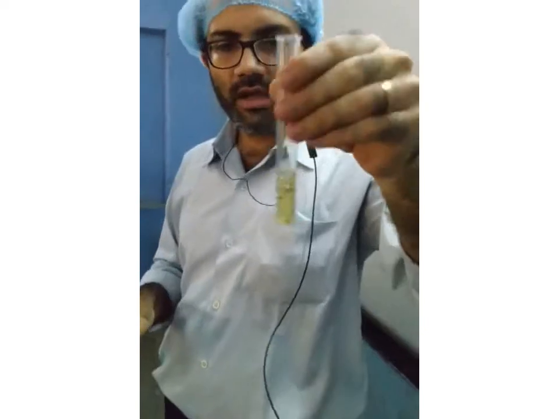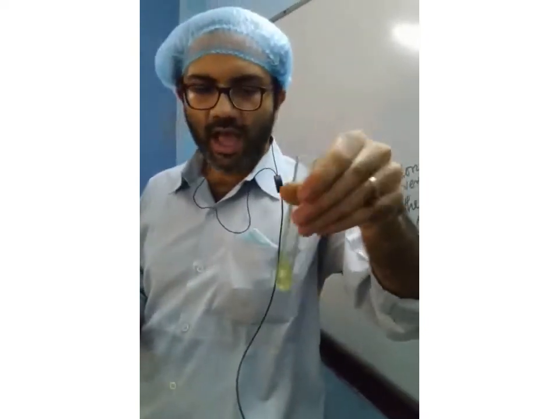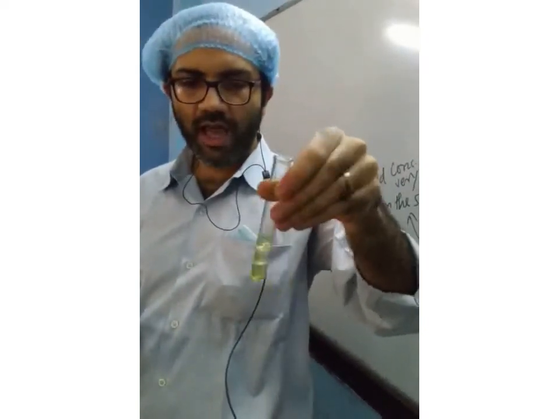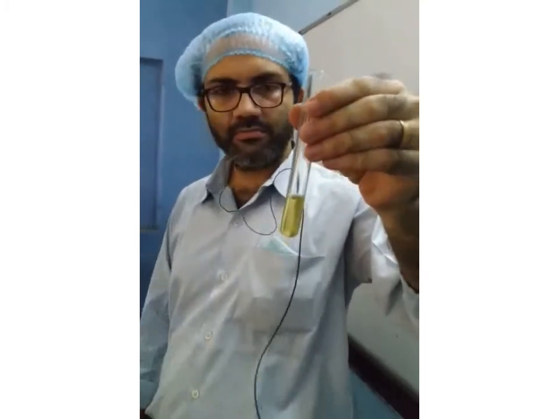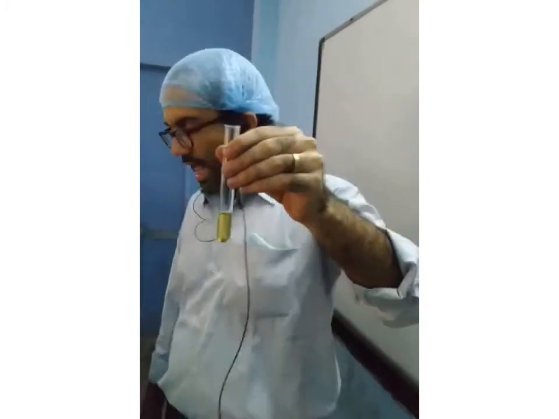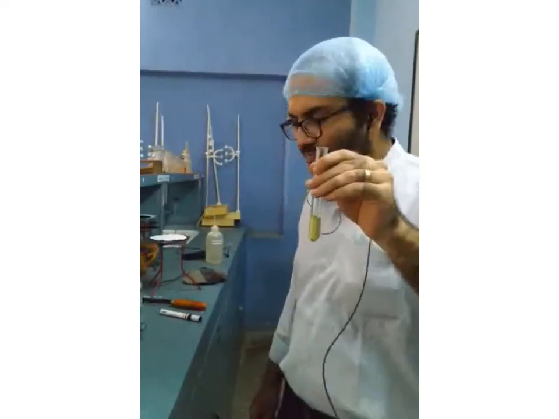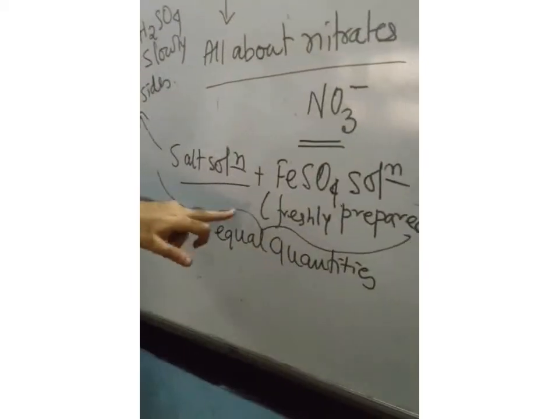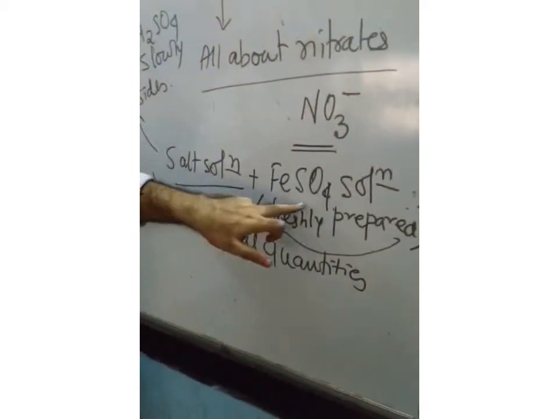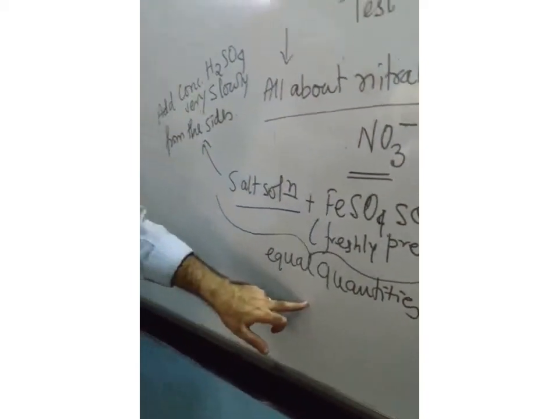I'm shaking this and have mixed it thoroughly. Clear? Now what I'm going to do is add, as I said, this freshly prepared mixture: the salt solution and ferrous sulfate solution in equal quantity.